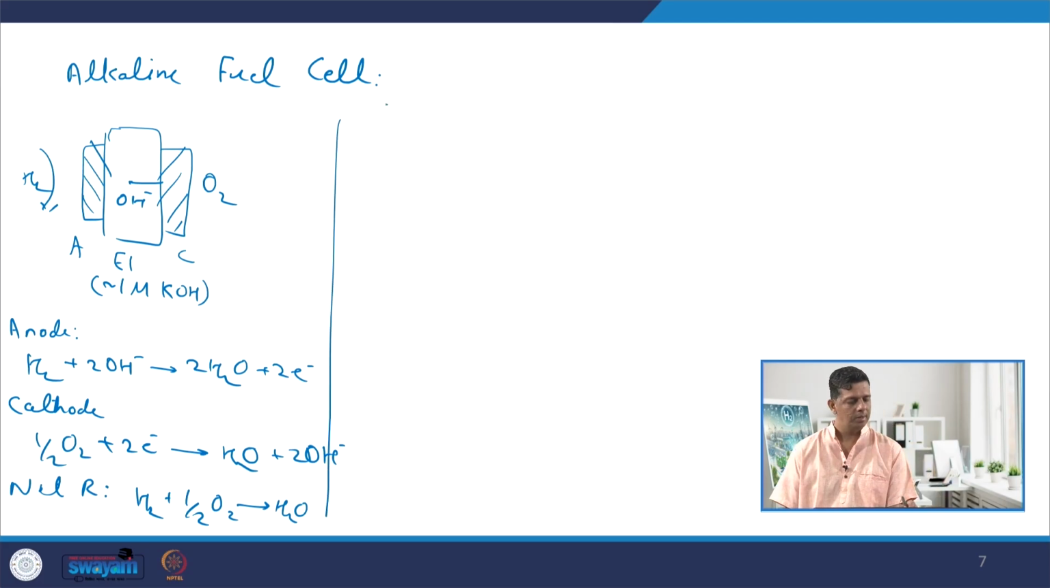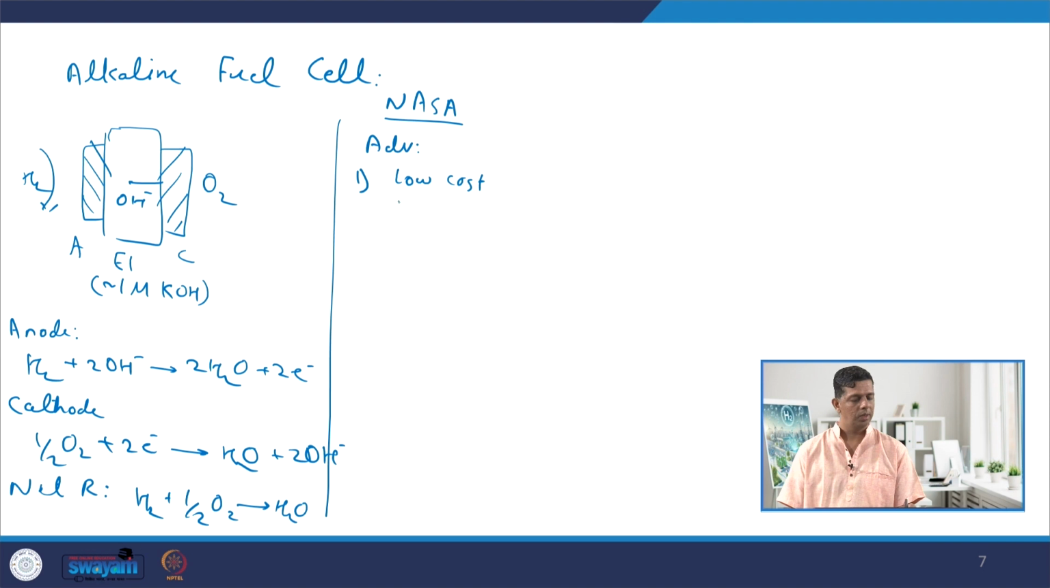This was the same cell that was first used by NASA. Like I said earlier, NASA was the one which used a stack of alkaline fuel cells in one of their space applications. So, what are the advantages that we get? The advantage is a very low cost fuel cell, because we do not need to use any platinum based catalysts here. We can use nickel or other low cost materials as catalyst. This is the main advantage of using an alkaline fuel cell.